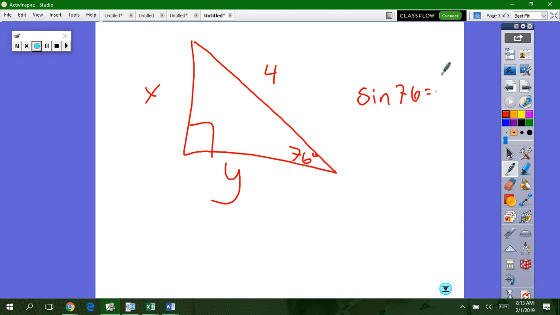Can you tell me why you chose sine? Opposite over the hypotenuse, right? So I times the hypotenuse over and I got 3.68. That's what you said, right? Oh, 3.88.